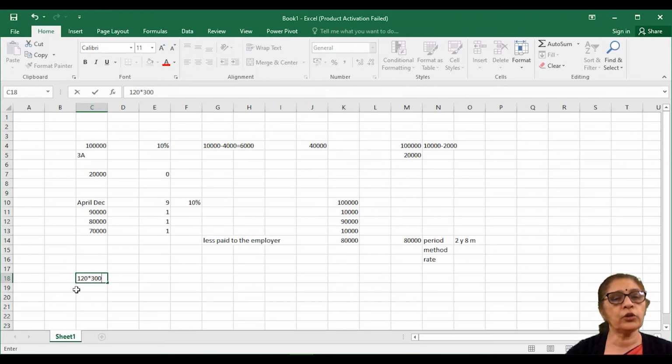The value of the perquisite is 120 multiplied by 300, but it is exempt up to what? It is exempt up to 50 rupees. You have it once a day, so per day multiplied by 300. So what will be the taxable value? Taxable value would be 120 into 300 less 50 into 300, or straight away you can do 70 into 300.